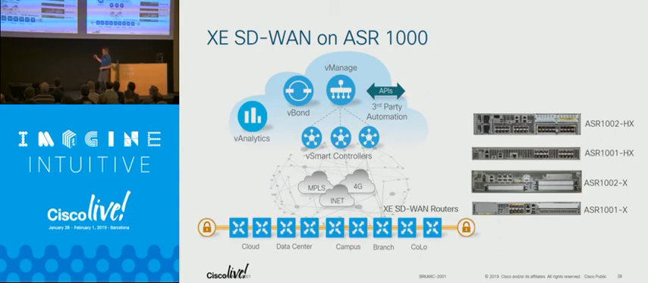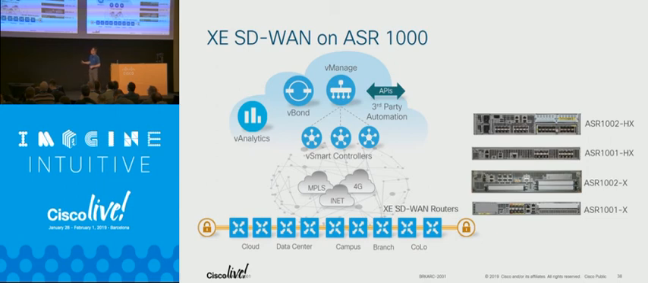XE SD-WAN. So the ASR 1000 is now fully integrated into the SD-WAN fabric. You can have your vManage, which is a single UI for the entire SD-WAN fabric, and the vBond, which is the orchestration component of your SD-WAN fabric. It does the initial authentication of the certificate and the serial numbers from your SD-WAN routers.